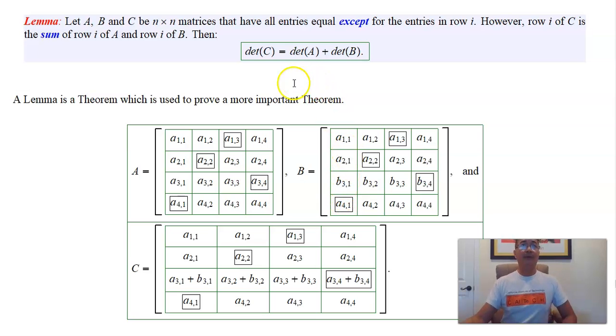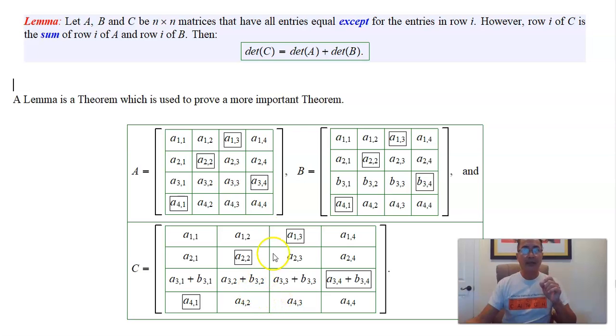It's actually easy to see once you understand what it says. So I made these three matrices, and they should all be the same except for one row. Okay, row 1's the same, row 2's the same. Row 3, okay, so I use different letters for B. And in row 3 of C, I have to add row 3 of A to row 3 of B. Okay, row 4 is exactly the same.